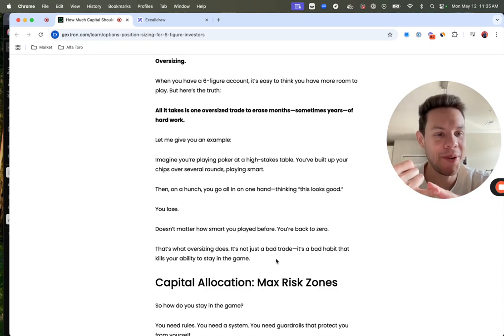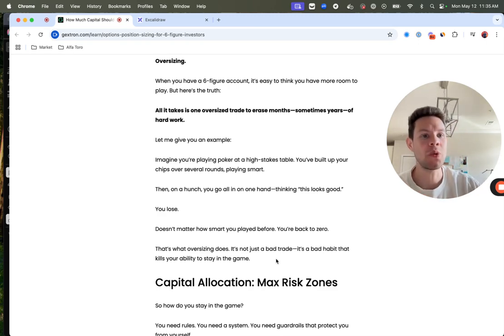First, protect your capital. That's number one. And then number two is maximize your gains while protecting your capital. When you have X amount of capital, you've got to protect it. How much can you go in that's appropriate?